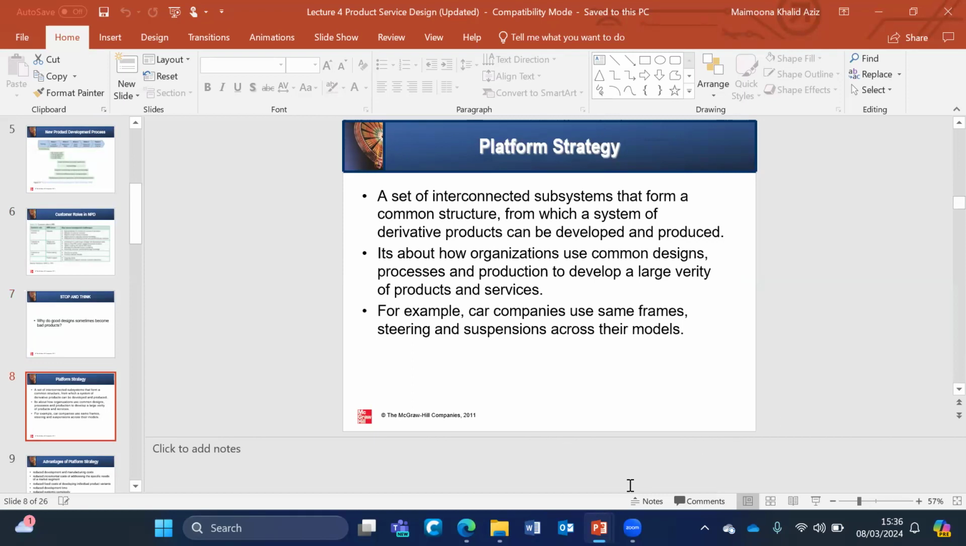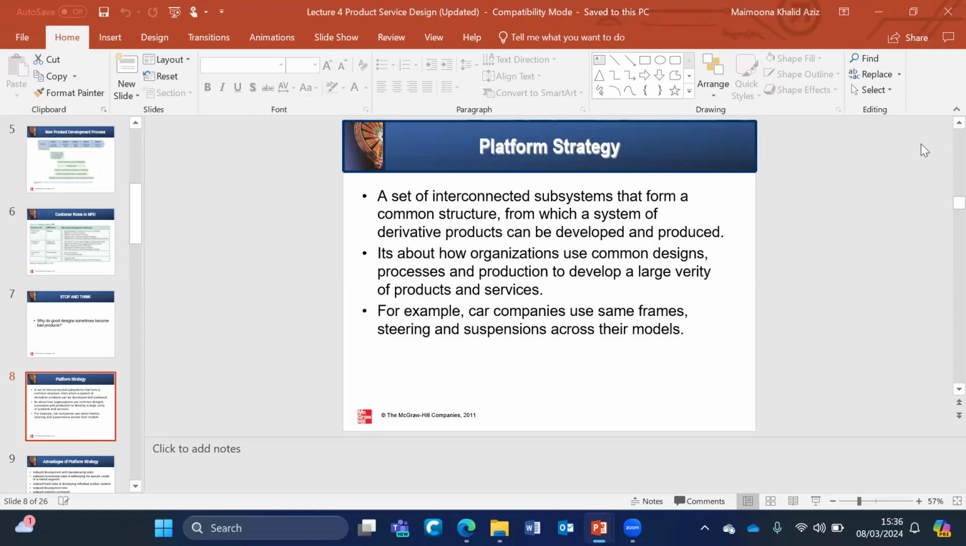Now, let's move to the platform strategy. The platform strategy is a set of interconnected subsystems that form a common structure from which a system derivative product can be developed and produced. It is about how organizations use common designs, processes, and production to develop large variety of products and services. For example, car companies use the same frame, steering, and suspension across all their models.